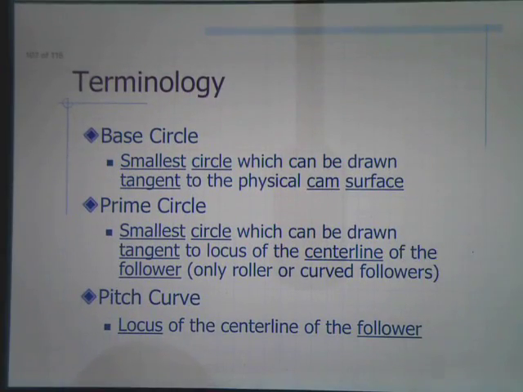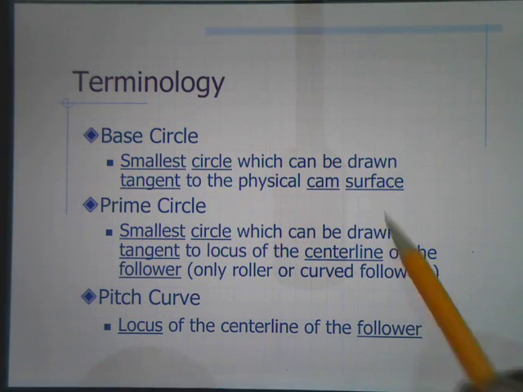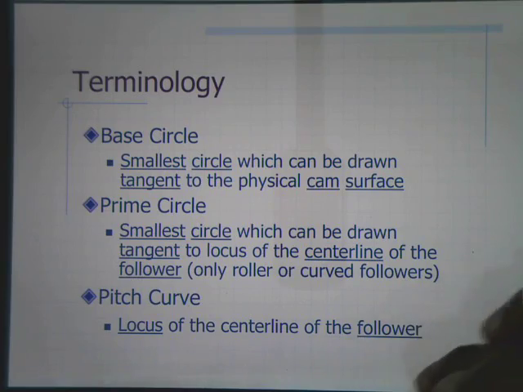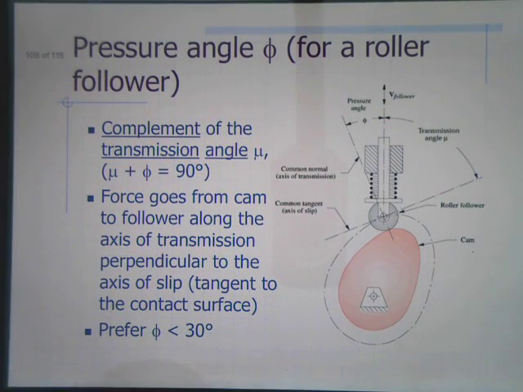So these are the various items I just went over. Our base circle is the smallest circle which can be drawn tangent to the physical cam surface. We have the prime circle, the smallest circle which can be drawn tangent to the locus of the center line of the follower. This is only valid for roller or curved followers. And then we also have the pitch curve, the locus of the center line of the follower. Each of those items we handled, except for eccentricity, which didn't appear on that page.